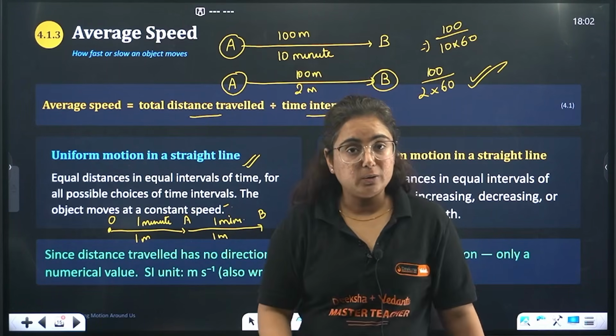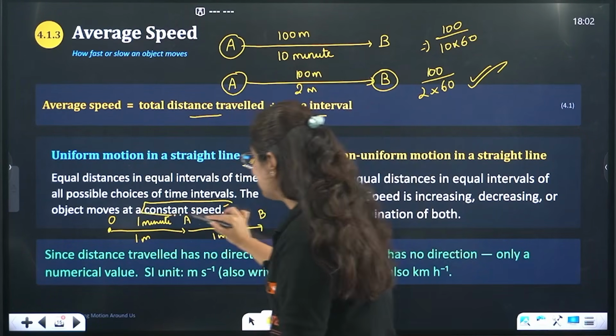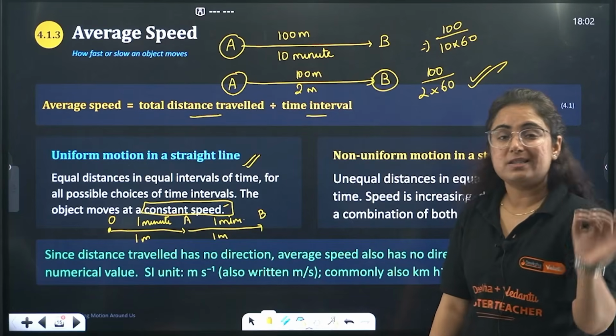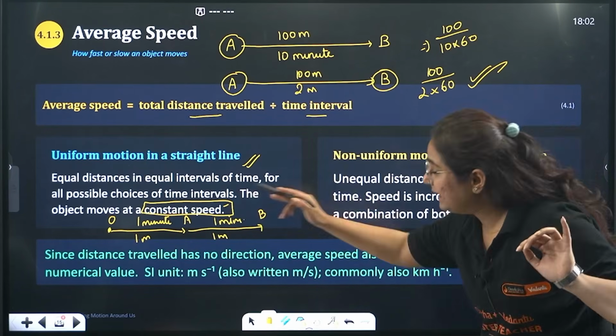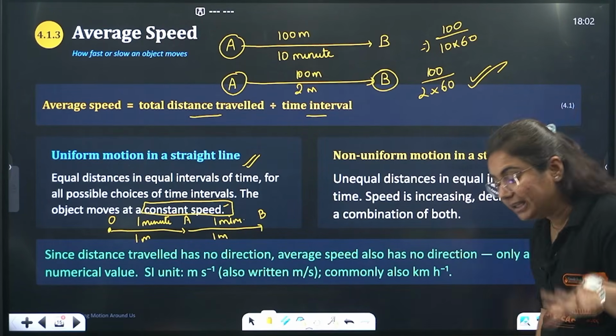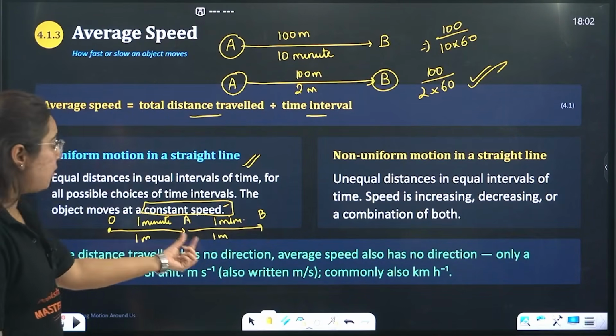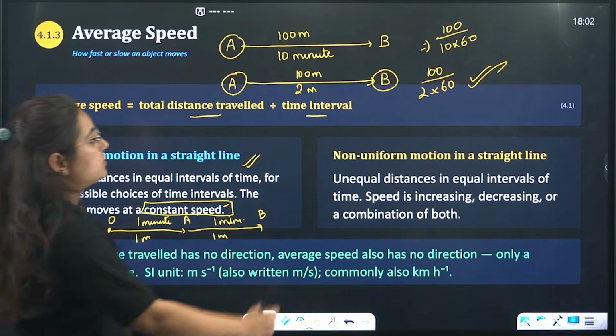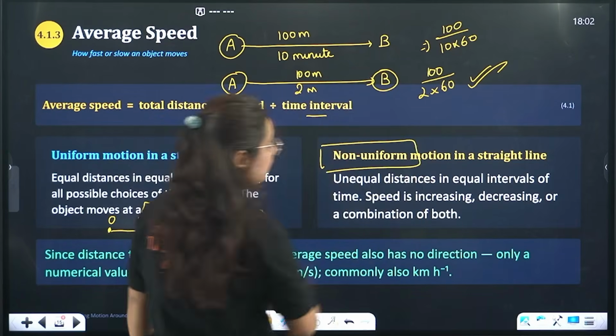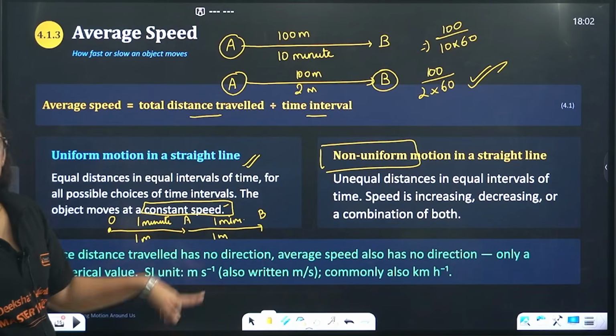You know what you are doing? You are at a constant speed at all the intervals of time. But there can be times when you started moving a little faster from point A to B, and that is known as non-uniform motion in a straight line.